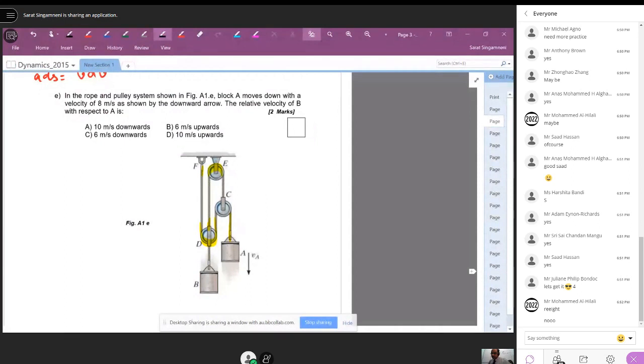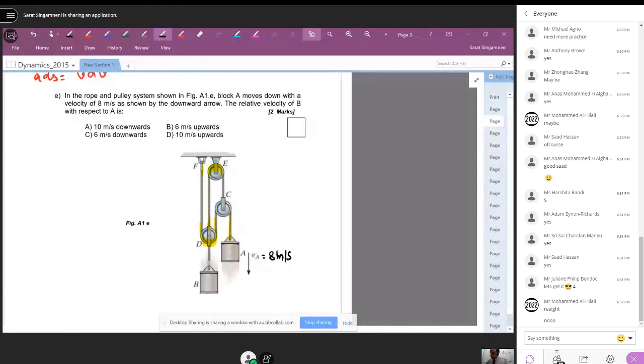In the rope and pulley system shown in figure A1E, block A moves down with a velocity of 8 meters per second. So vA equal to 8 meters per second there. The relative velocity of B with respect to A is what? First, let's find out the velocity of B. To find that, we just need to connect the motion between A and B.